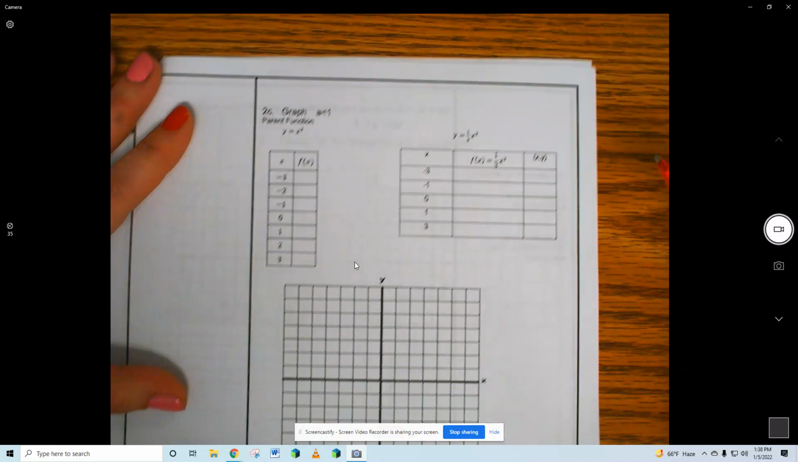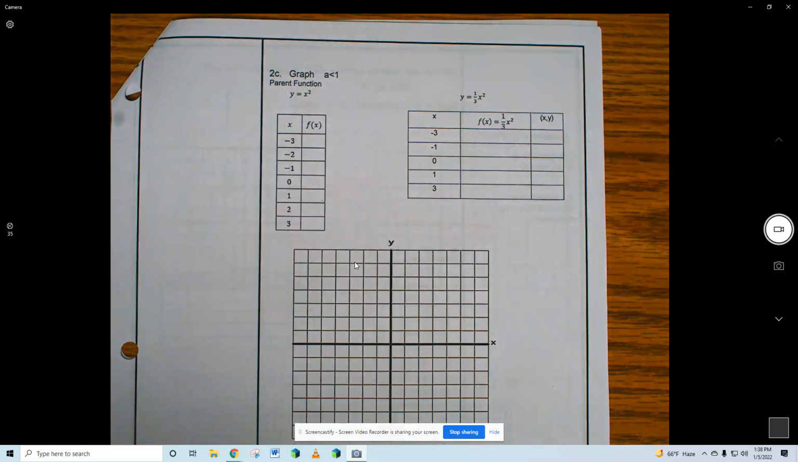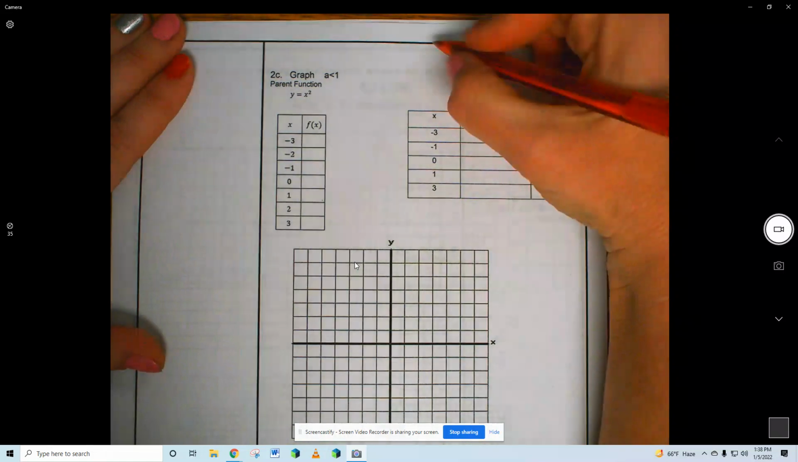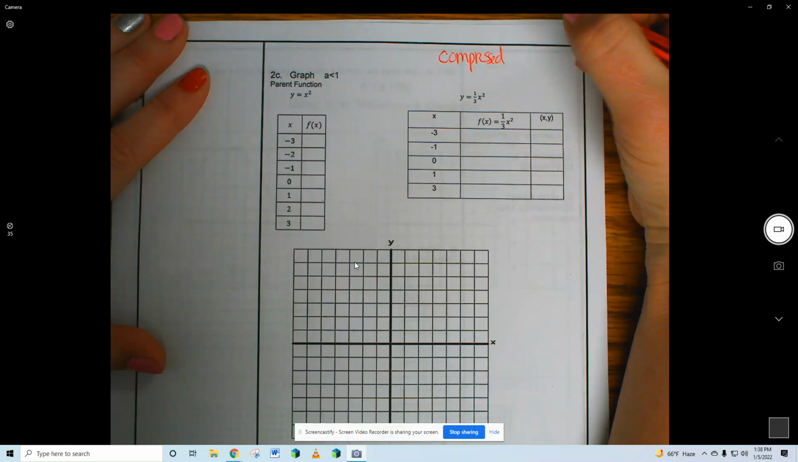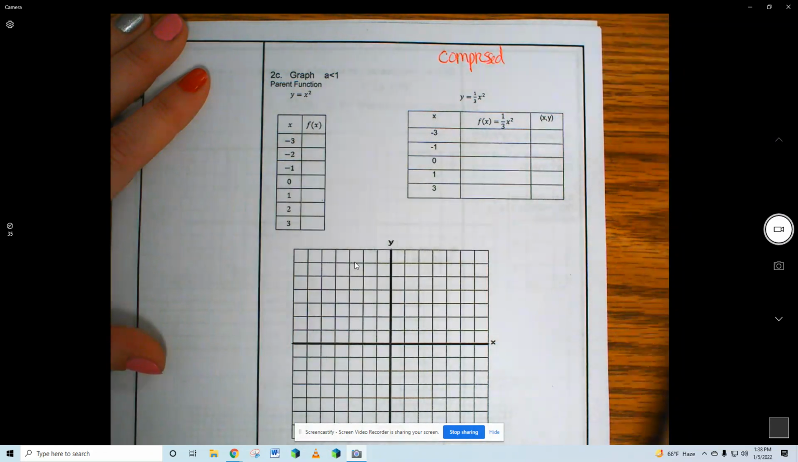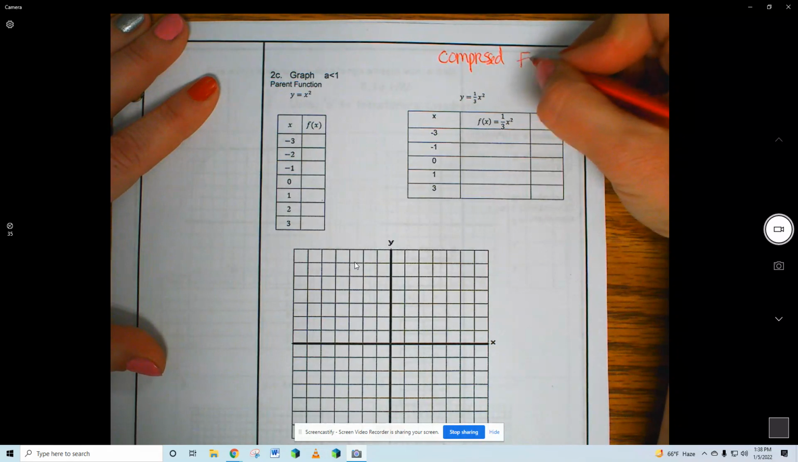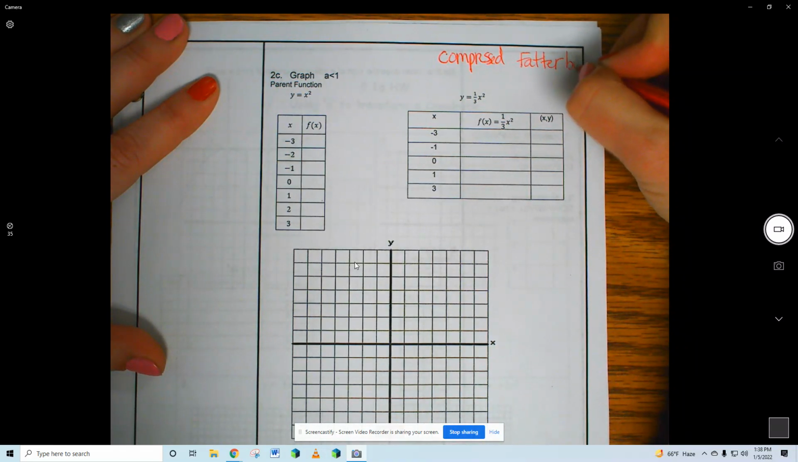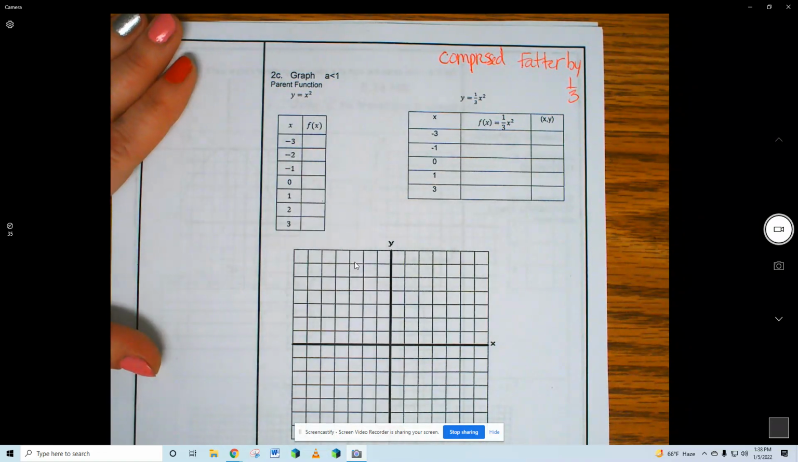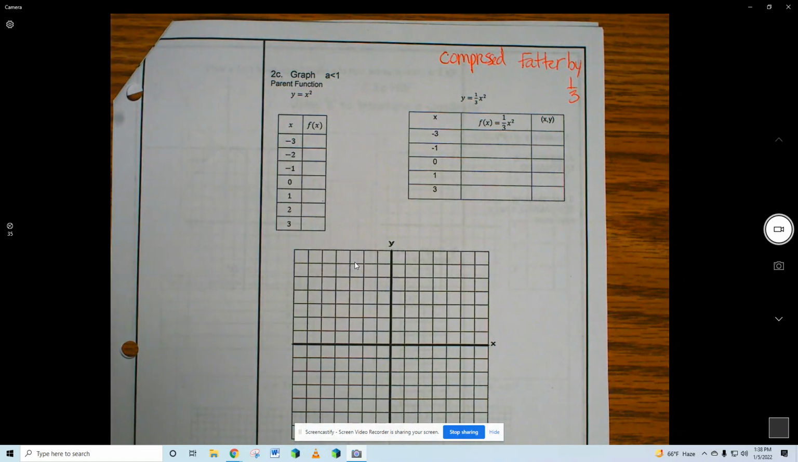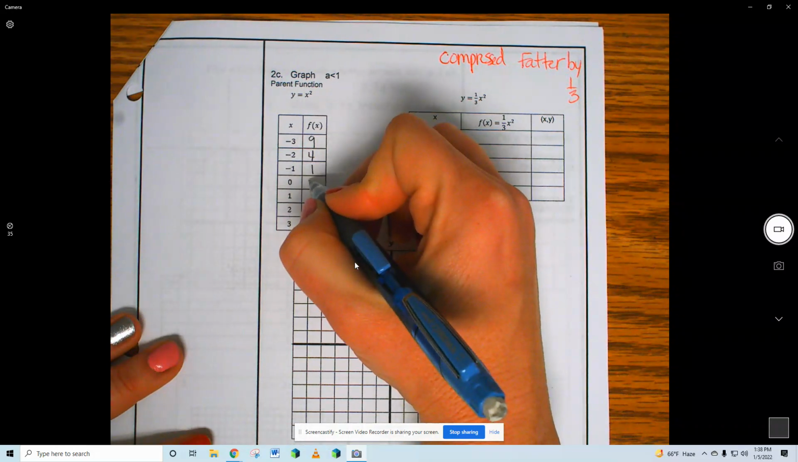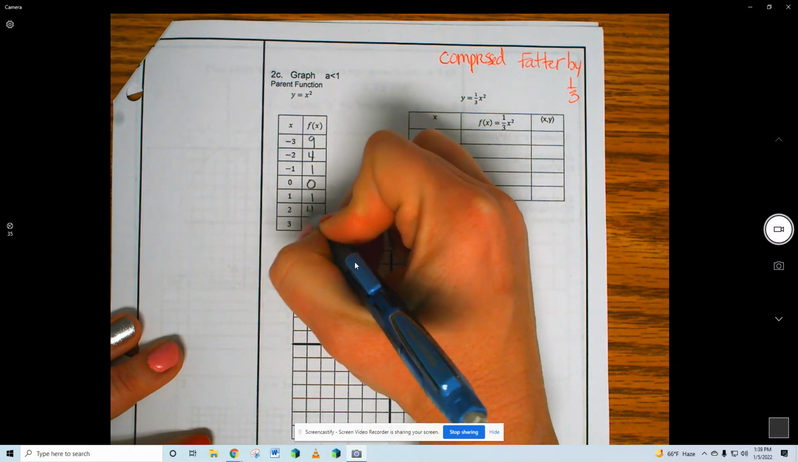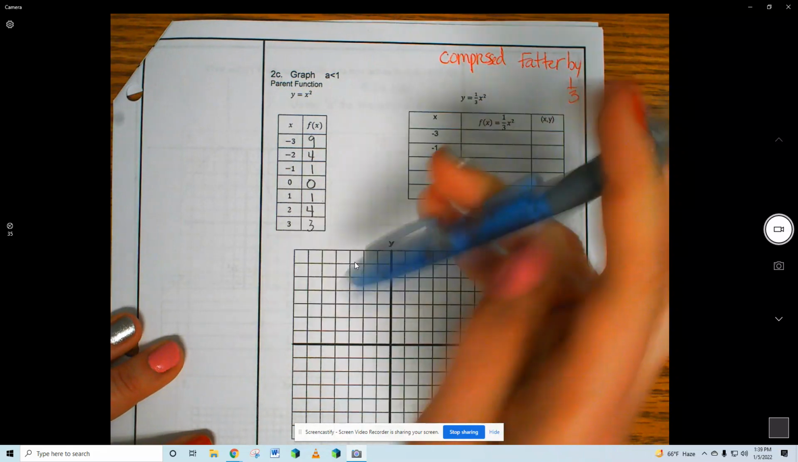All right. We have one more to do. It is not a 2, a 3, or a 4. It's a fraction. This is going to be compressed. And it's going to be fatter, by 1/3. So my parent function: negative 3, 9, negative 2, 4, negative 1, 1, 0, 0, 1, 1, 2, 4, 3, 9.